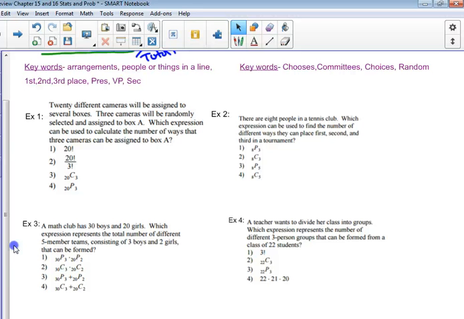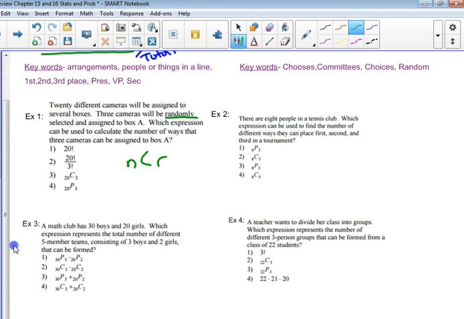Lily's thinking combination. Alright, you like the nCr one. Lily, what was your big key word in here? Random. Good. Alright, these cameras are picked randomly. They're just going into a box. And, you know, the first camera's not getting special treatment from the second camera.